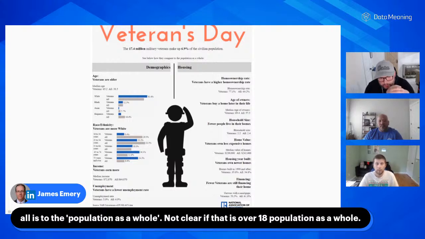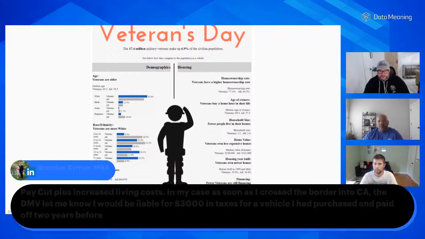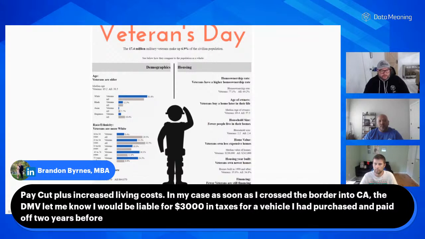I see. No, definitely. James has a very good point, Aaron and Tito. He said when they say whole here in the visualization, is it the population as a whole? It's not clear if that is the over 18 population as a whole. That's true, because it needs more explanation of what that means. It's hard to tell right here what that means. And then Brandon said, pay cut plus increased living costs.